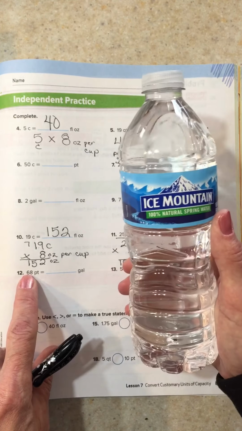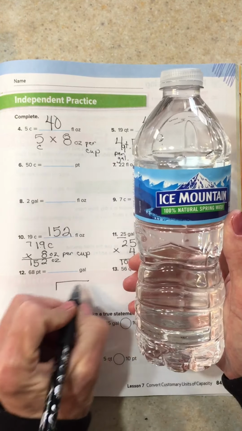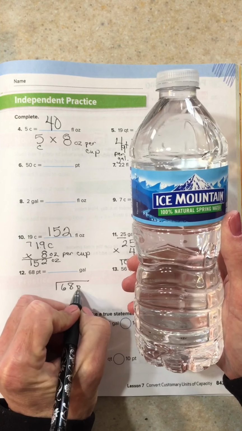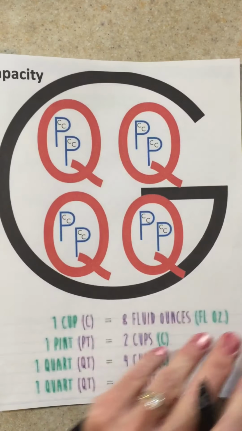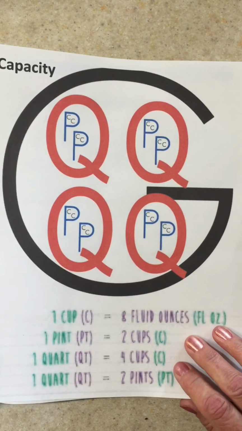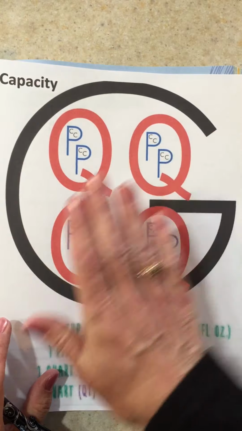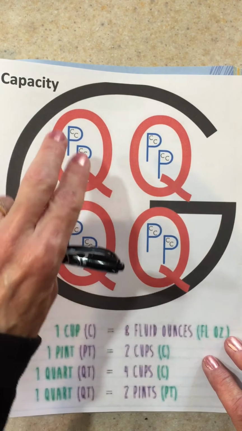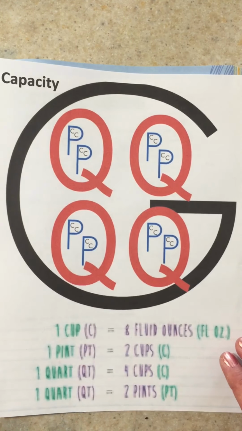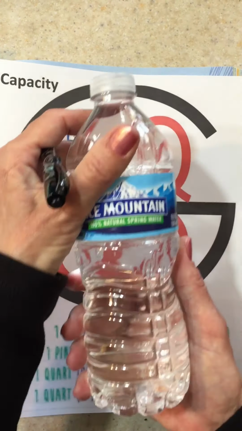68 of these. So we're going to do 68 pints divided by the number of pints in a gallon. Let's look at our work. How many pints are in a gallon? This is the gallon. How many pints is that? 1, 2, 3, 4, 5, 6, 7, 8. Or you could go 2, 4, 6, 8. 8 pints in a gallon.